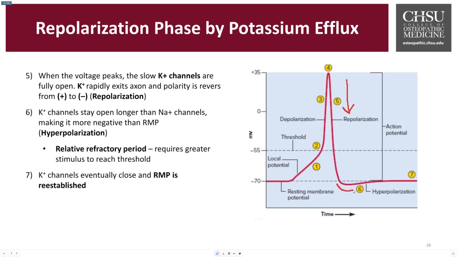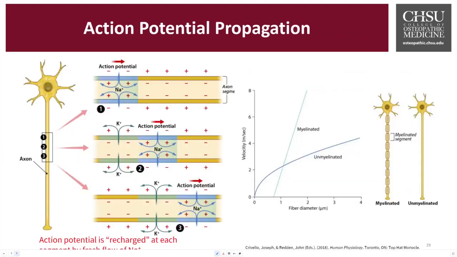Step number 6 is when it goes all the way down below the resting membrane potential because these potassium channels stay open longer, making it even more negative, and this is a brief period known as hyperpolarization, which is also what we refer to as the relative refractory period, in which another signal could fire, but it needs to overcome that slight difference between the resting membrane potential and that slightly more negative value. And then number 7 represents the reestablishment of the resting membrane potential as it recharges and awaits another stimulus to hit.